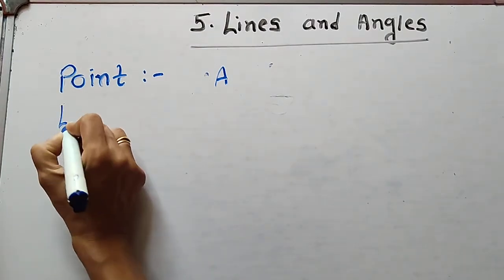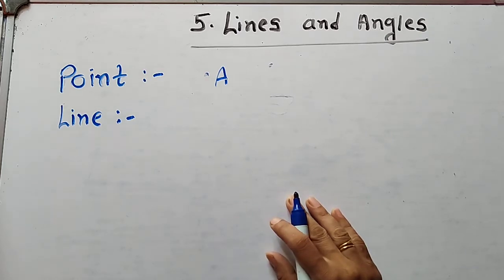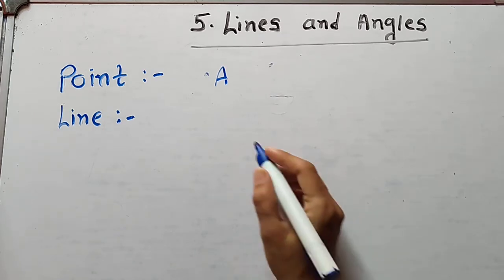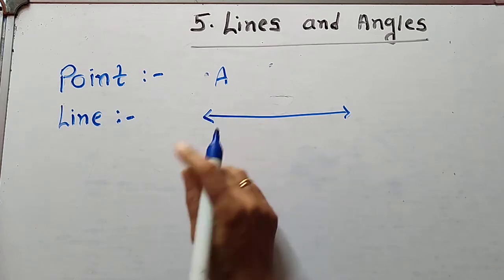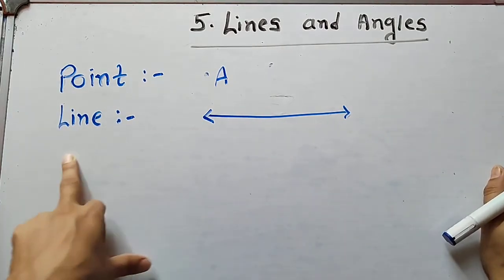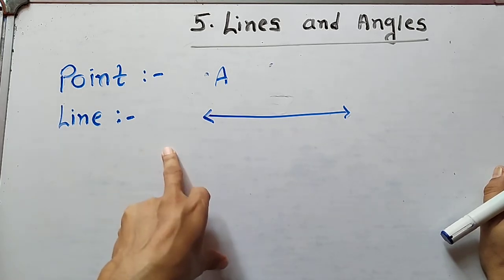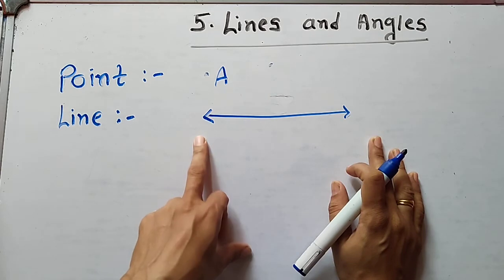Next is line. What is meant by line? A line is a collection of points extending endlessly in both directions along a straight path. Here there is no end. This line goes this side and again goes this side endlessly. There is no end point. So this is a line, a collection of points.